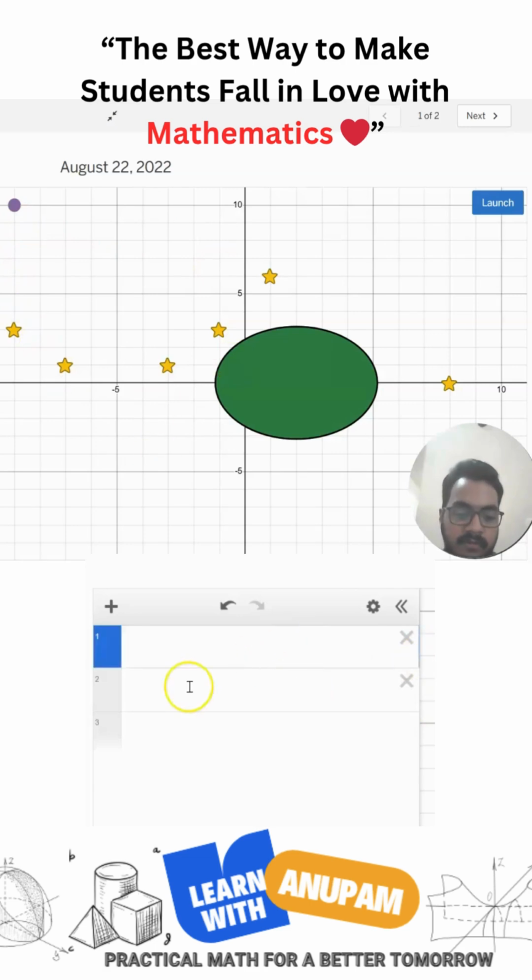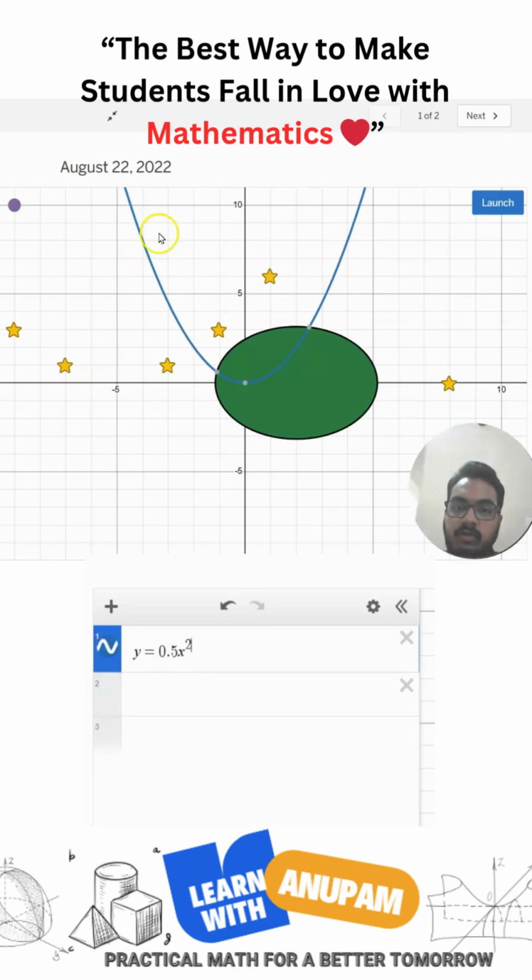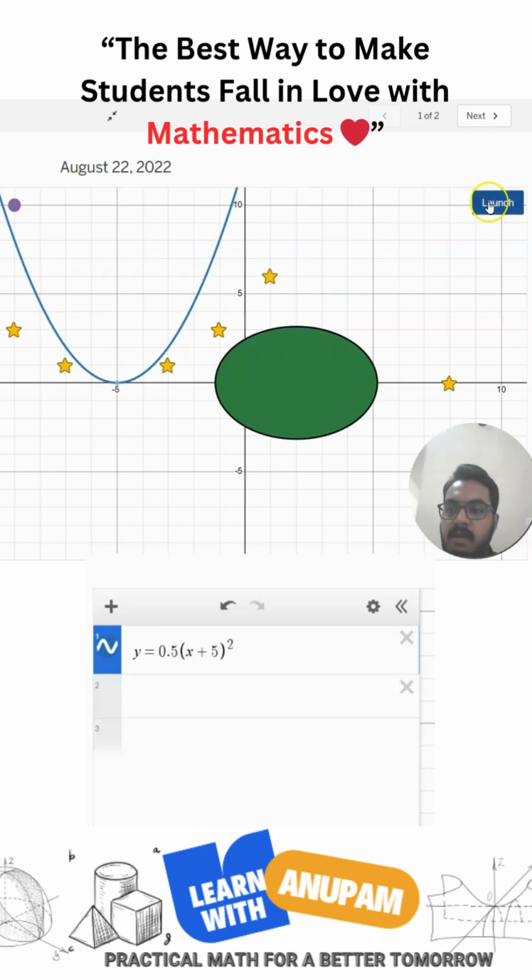So let me first write down the equation of a basic parabola. Let us say I'm writing y equals 0.5 times x squared. So I'll get this parabola, and if I shift it a bit left towards the negative x-axis, we have to add some term, let us say x plus 5. And if I click on launch, you can see these marbles will move along that curve.